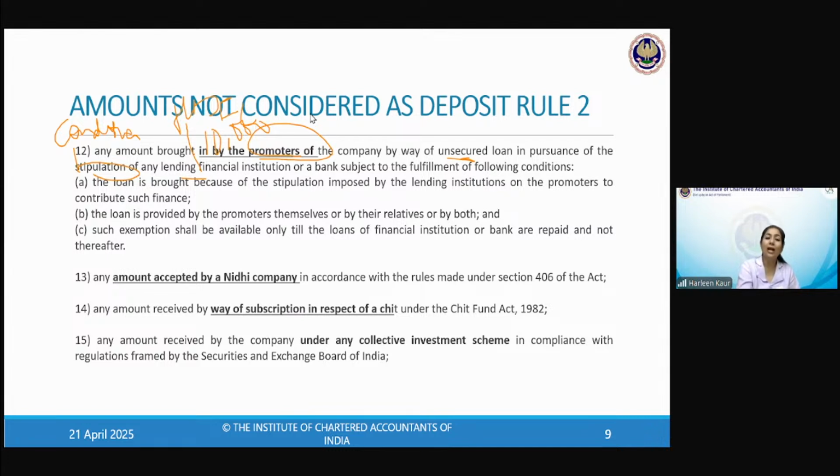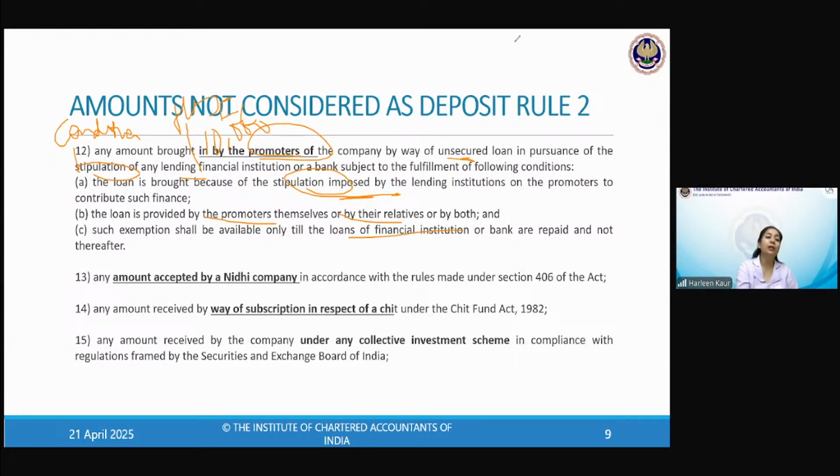So if such loan has been taken because of the stipulation or condition imposed by the bank, and the loan is provided either by promoters or the relatives themselves, then it will not be considered as a deposit, provided till the loan of the bank or financial institutions are repaid. So जब तक आप बैंक का पैसा नहीं रीपे करते तब तक ये अमाउंट डिपॉजिट नहीं माना जाएगा. हाँ, अगर आपने एचडीएफसी बैंक का 10,000 रीपे कर दिया but the promoter's loan is still not repaid, then it will be considered as deposit.